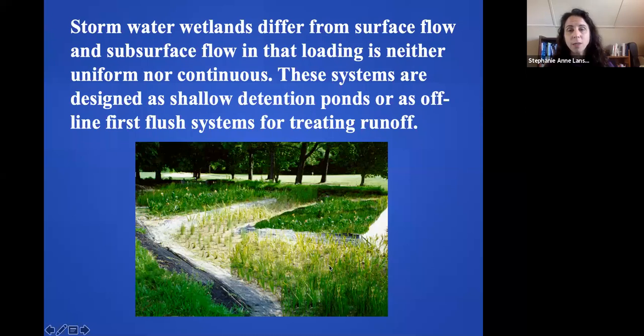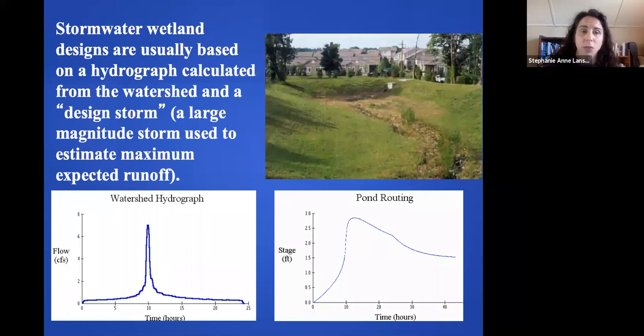Stormwater wetlands differ from surface and subsurface wetlands in that the loading isn't uniform or continuous. It's not something that's being pumped into every day. It's not something we're necessarily using at the back of a wastewater treatment system or a septic system. These are shallow detention ponds that are used for that first flush for treating runoff. So they may be dry during parts of the year, but then when they do get that first flush, which has a lot of contaminants and other things that can go into the wetland, it fills up and treats it during that time.